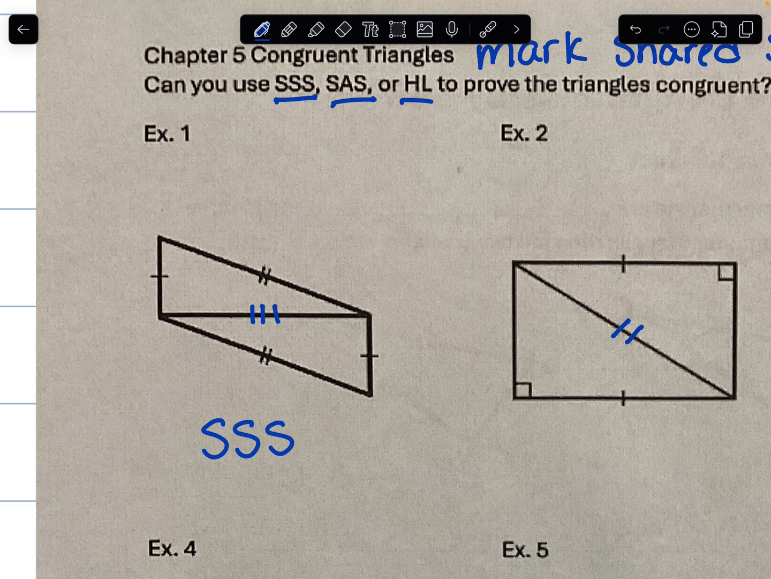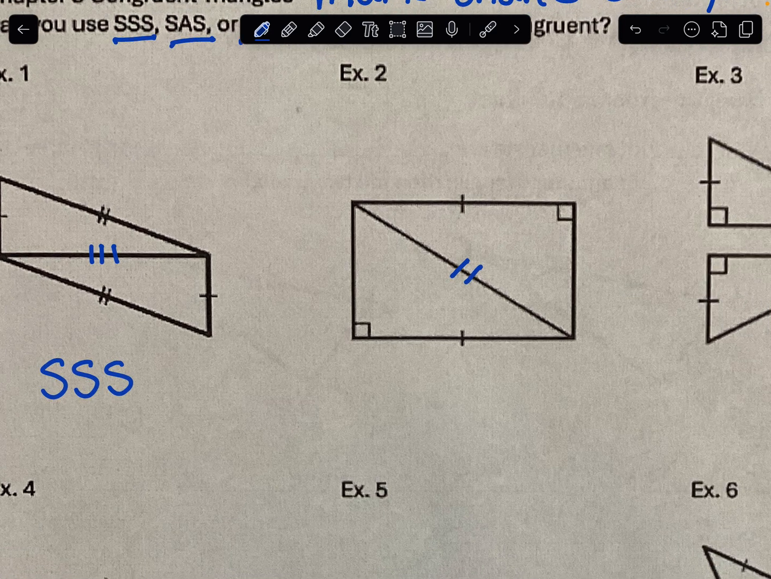Hypotenuse leg. Okay. Why can I say hypotenuse leg on number 2? What's the first thing you see? We see a right angle, which is the important thing. And then across from our right angle is the hypotenuse on both. And then what else do you have? One side. One leg. Good.